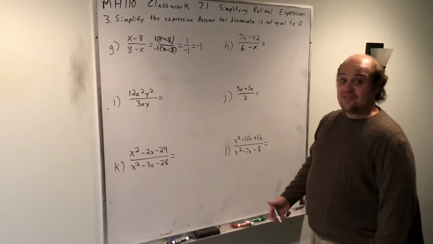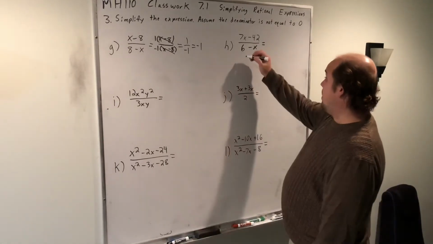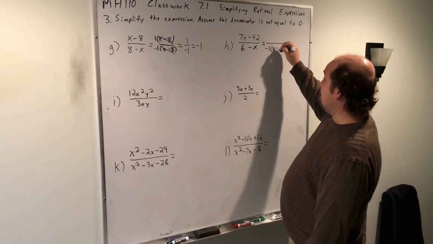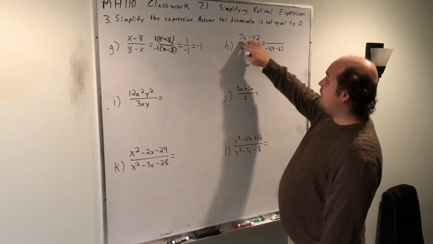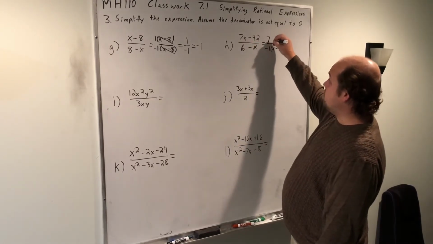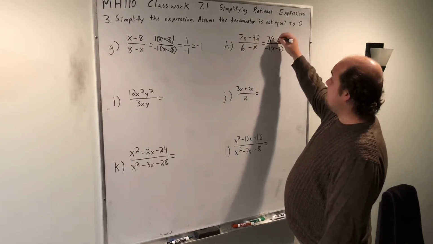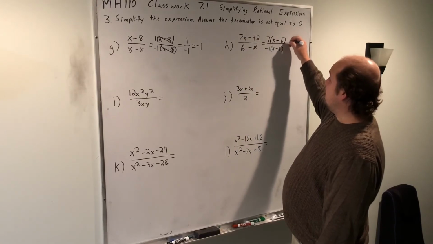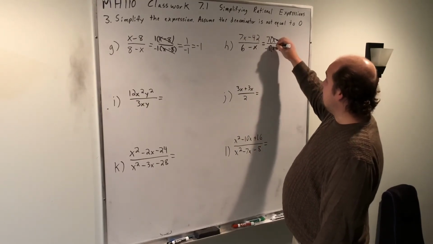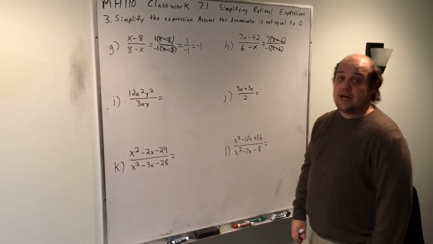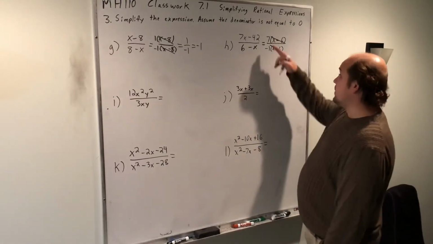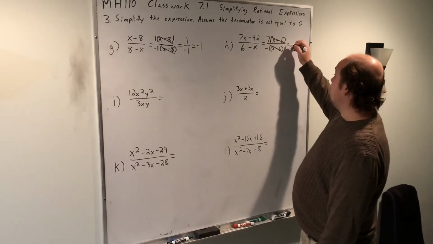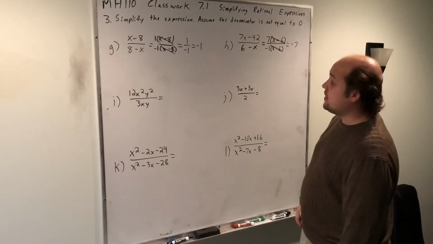In problem H, I have a similar thing going on bottom here. I can make this bottom into -1 times x minus 6. On top, I can pull out 7 from each of the terms. 7x divided by 7 gives me x. -42 divided by 7 gives me -6. I can now see that the -6 is the same factor on top and bottom. I can reduce it, which leaves me 7 on top, -1 on bottom. 7 divided by -1 equals -7.